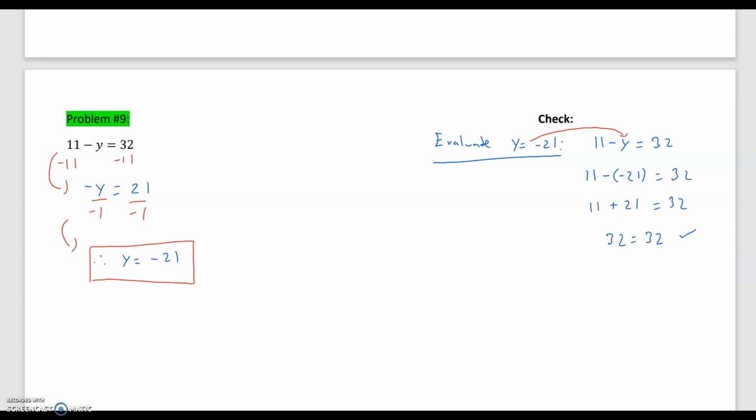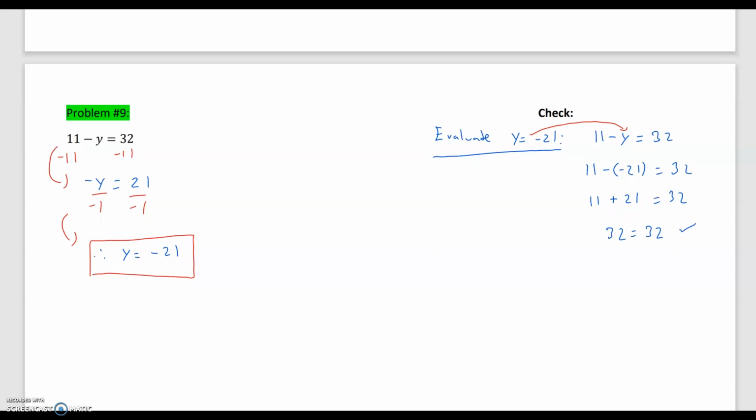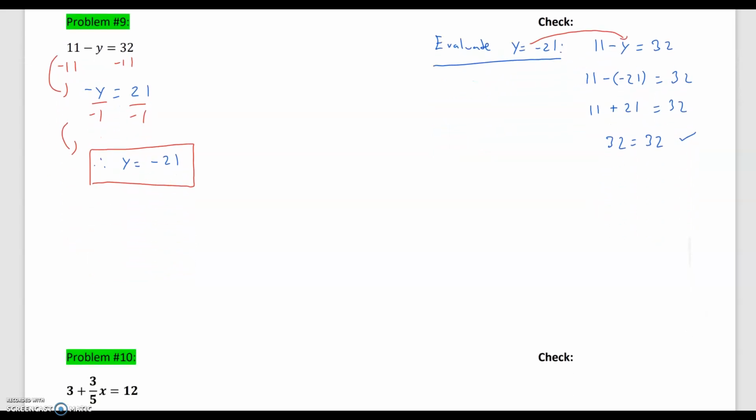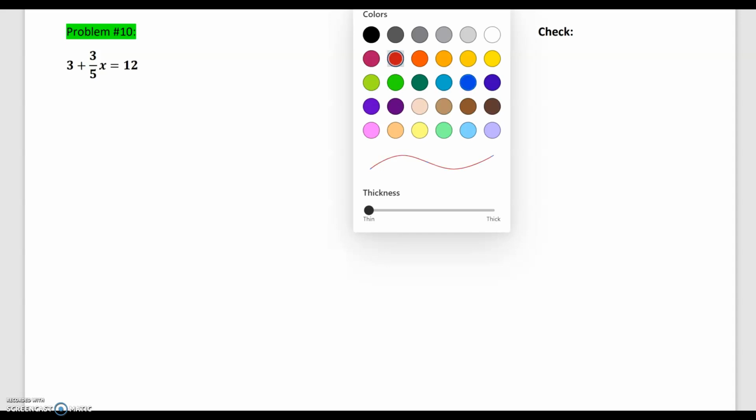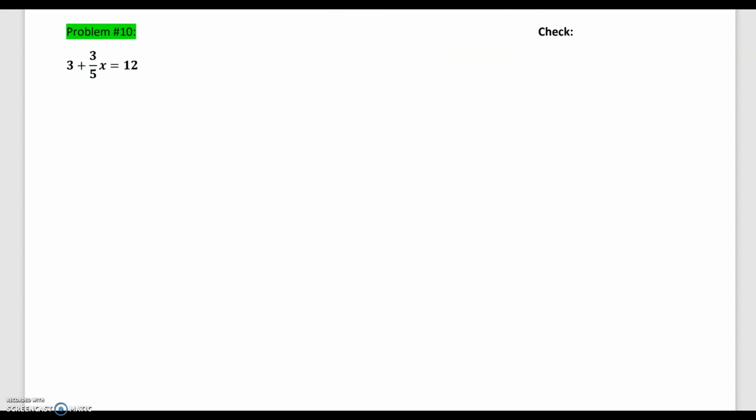That's actually it for problem 9. Let's move on to problem 10. And in problem 10, we have a fraction. So for this particular one, let me just put the 3 on the other side, I mean. So let me subtract the 3 and subtract the 3. And we're left with 3/5 of x is equal to 9.